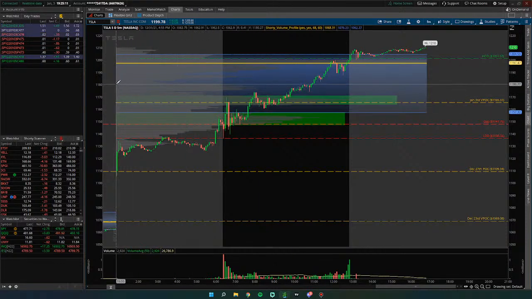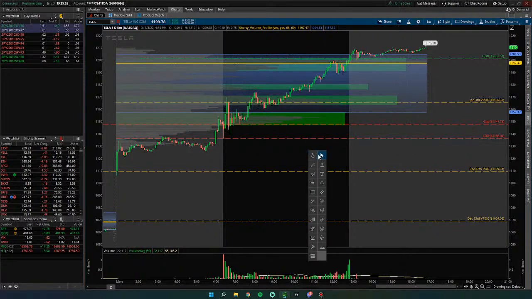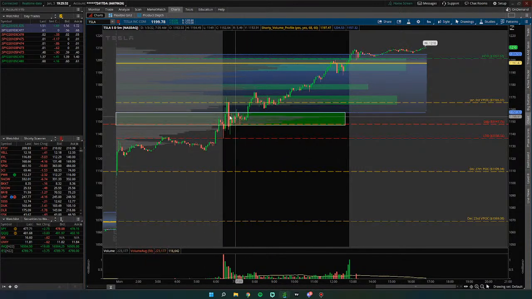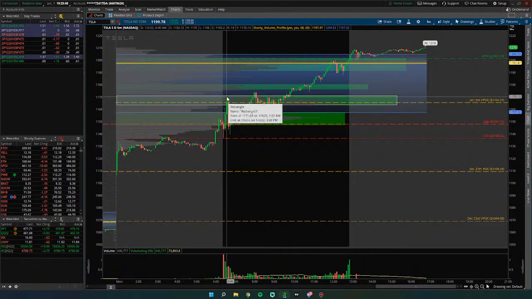We have a little bit of one here. And then we have one up here. And you can see what happens. So where we have these volume shelves, you consolidate, chop sideways. When you break above or below, you're able to have a movement to that next shelf.